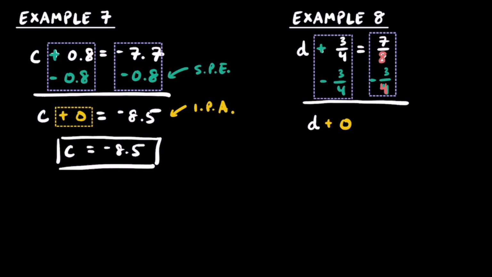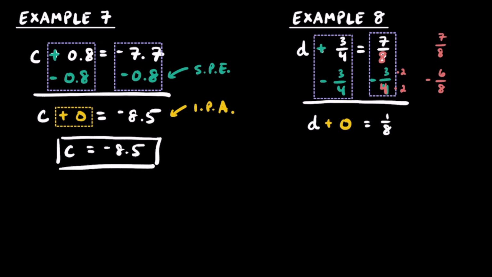Now, 4 and 8 meet at 8 for the first time, so we can go ahead and just multiply that 3/4 by 2 over 2, and it's going to become a negative 6/8 instead. Same value, just different denominators. So if we were to go ahead and take away the 6/8 from the 7/8, that's just going to equal 1/8. We can say that d plus 0 is equal to 1/8.